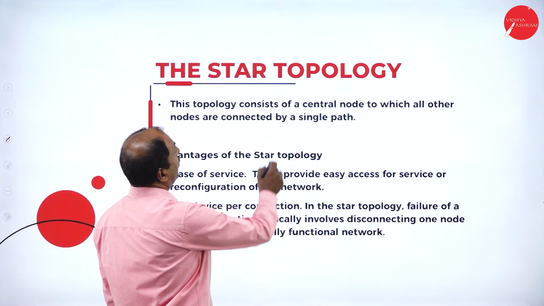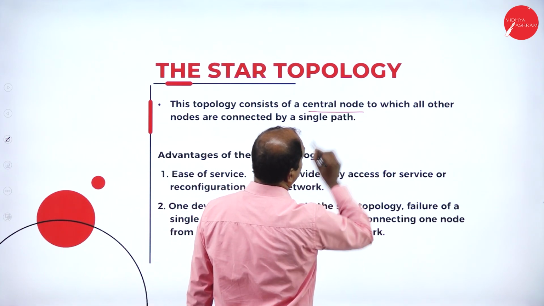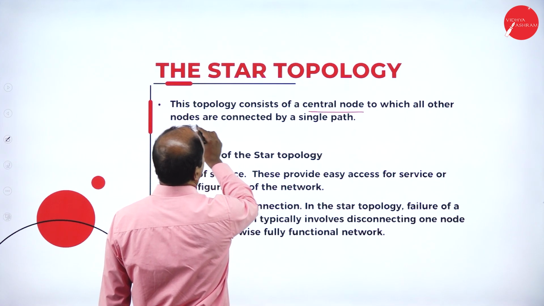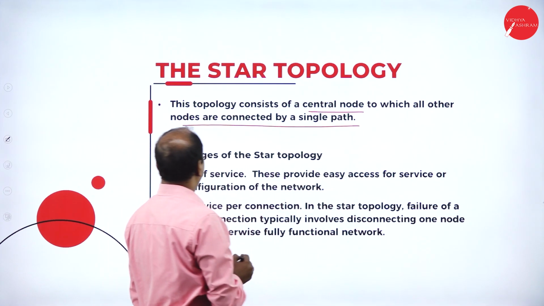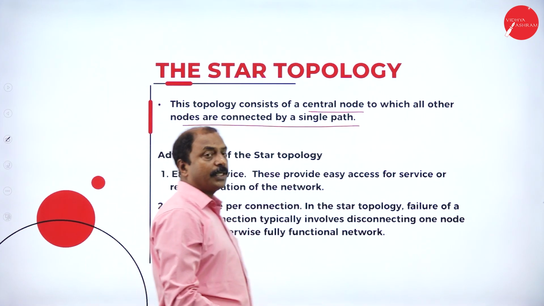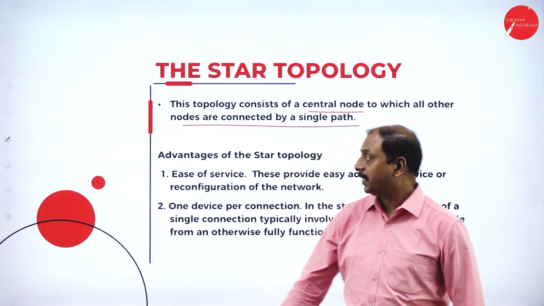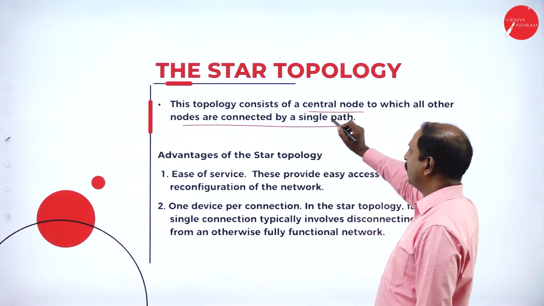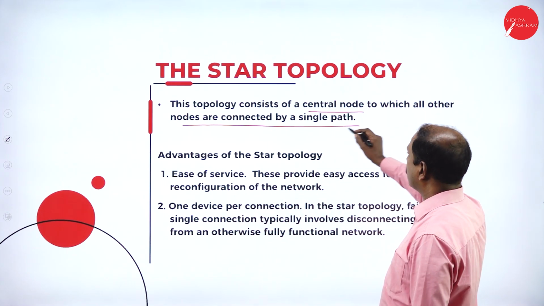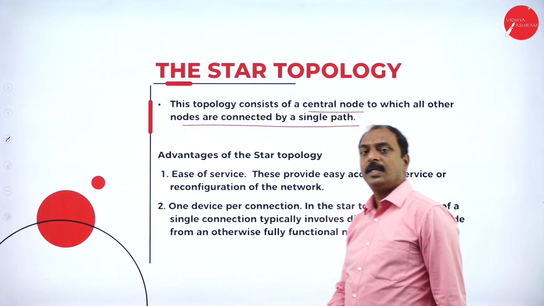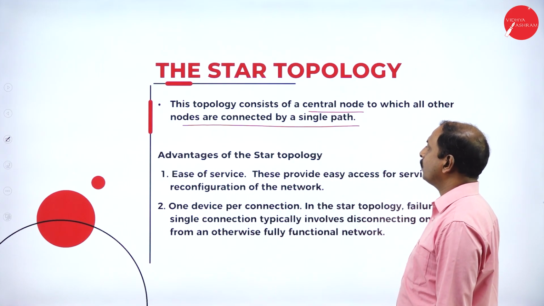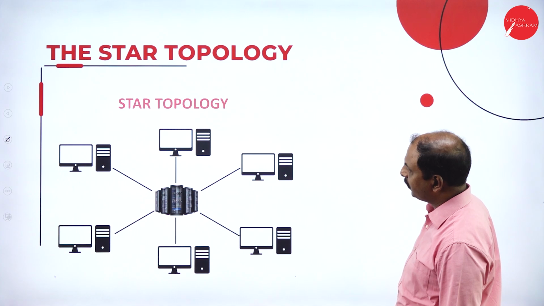Here it consists of a central node to which all other nodes are connected by a single path. So the definition of star topology: it consists of a central node and all other nodes are connected by a single path. Now look at the diagram here.